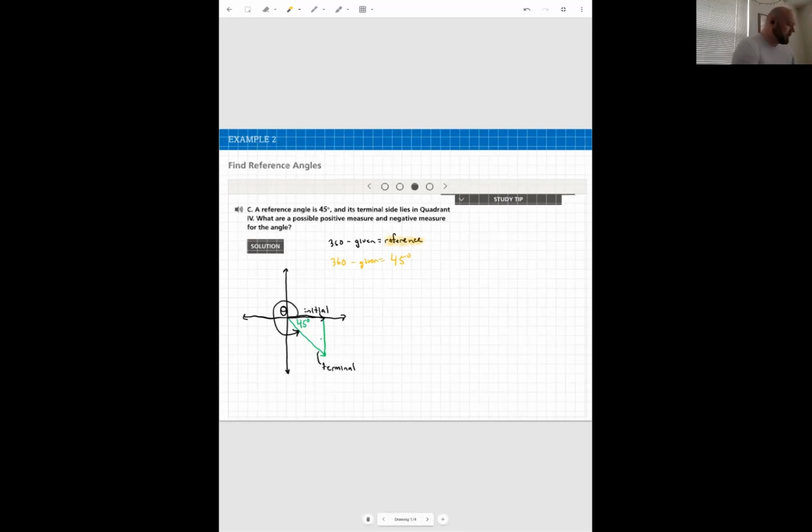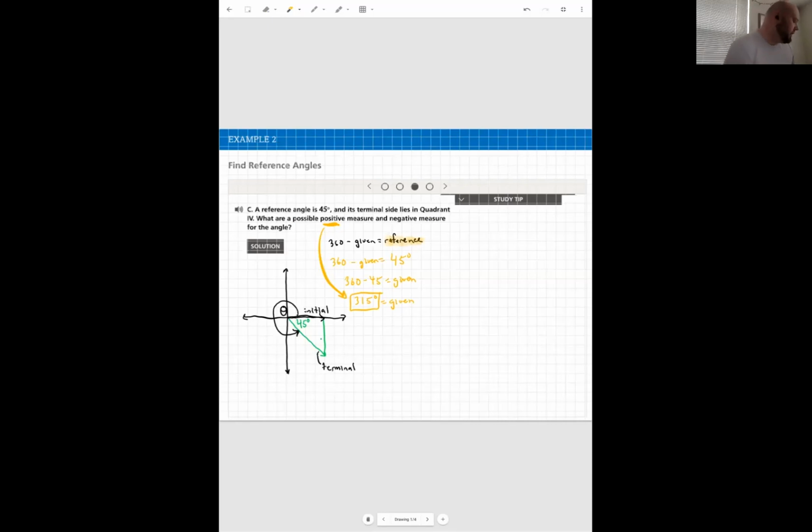To move the given over to the right, I'd have to add it. And to move 45 over to the left, I'd have to subtract it. So this is going to say 360 minus 45 is going to be your given angle. And 360 minus 45 is 315. So that's one way you can solve for the angle. And notice that's a positive measurement. So that's one of your solutions for this problem.